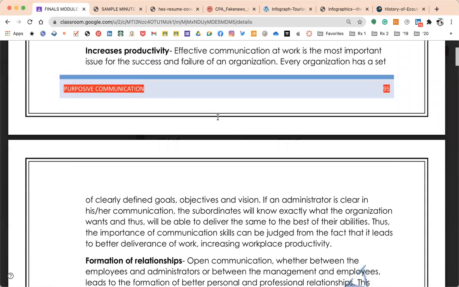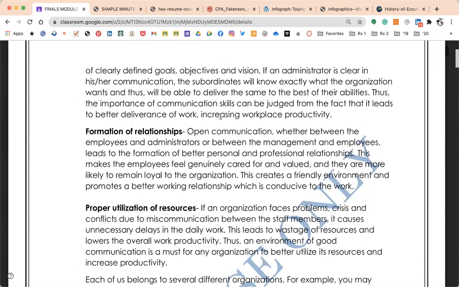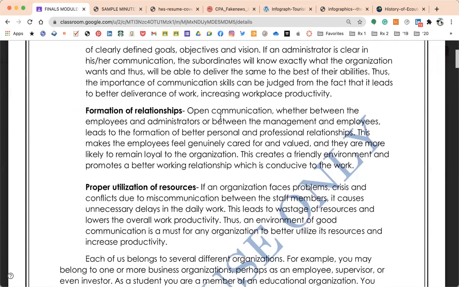It also increases productivity because effective communication means you're able to tell each other what your objectives and your goals are. So when you tell the person this is what we need to do, and they do it, that increases productivity, right? Formation of relationships, of course, communication is the key to a very good relationship.